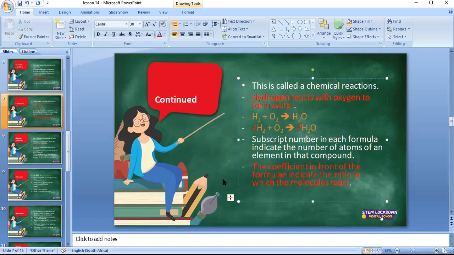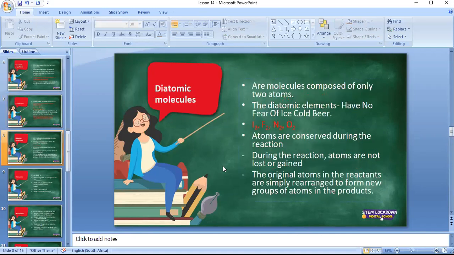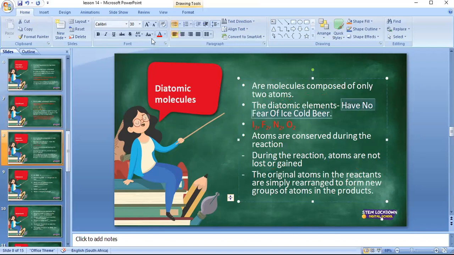Then what happens is that we've got what we call diatomic molecules. The diatomic molecules are molecules that are composed of only two atoms. The diatomic elements, I gave you that sentence, have no fear of ice cold beer, to remember all. So if the test tomorrow says name your diatomic molecules, there you go. It's hydrogen, nitrogen, fluorine, oxygen, iodine, chlorine, and bromine.